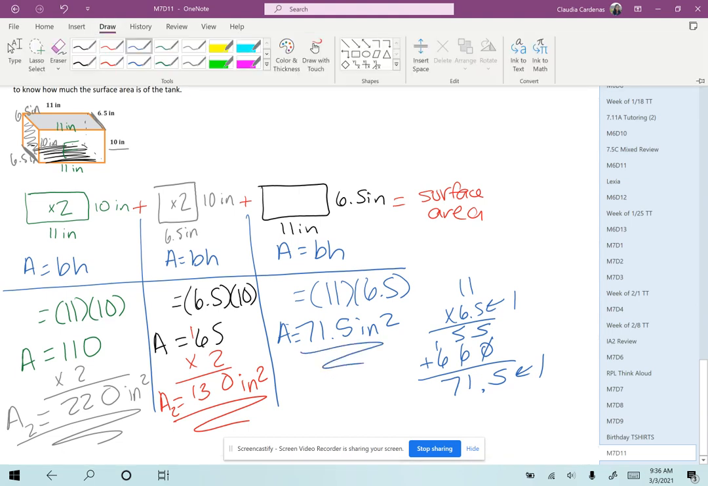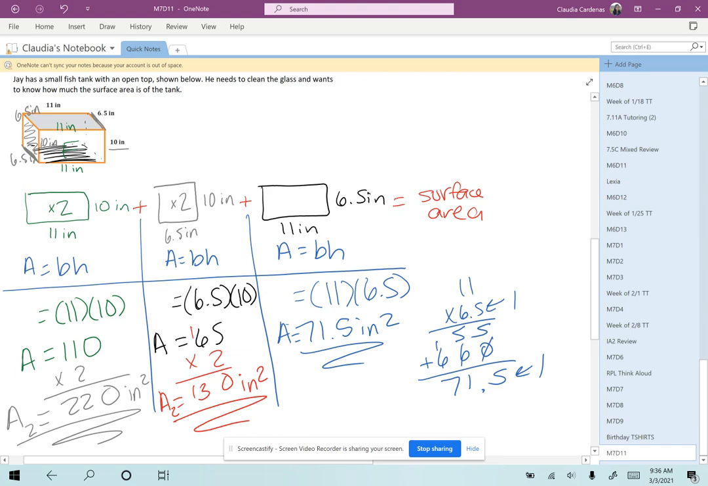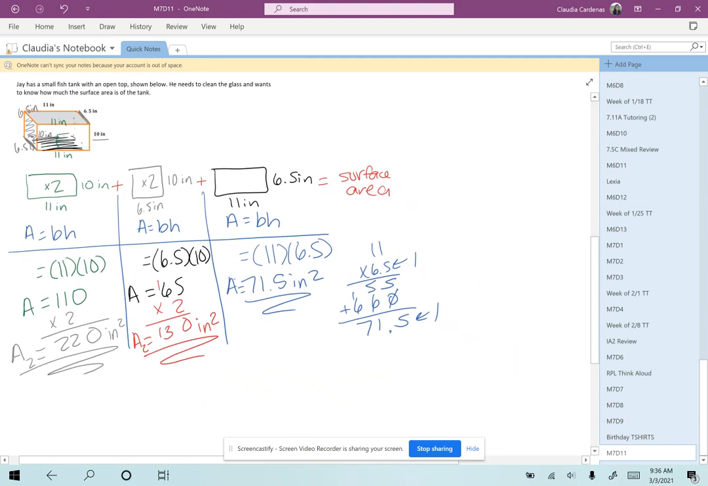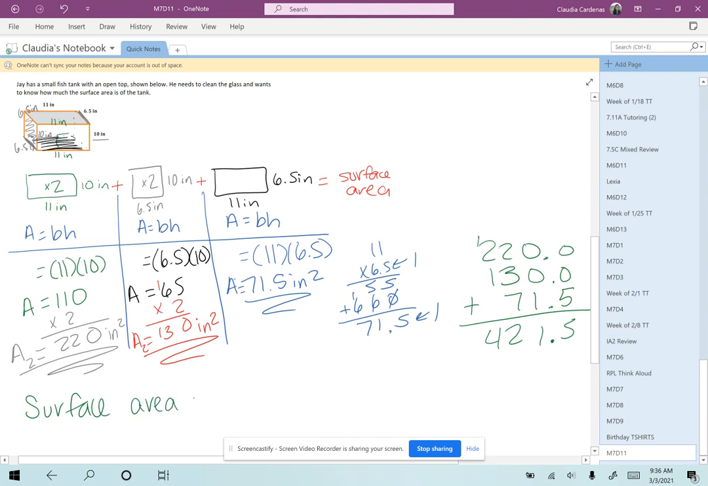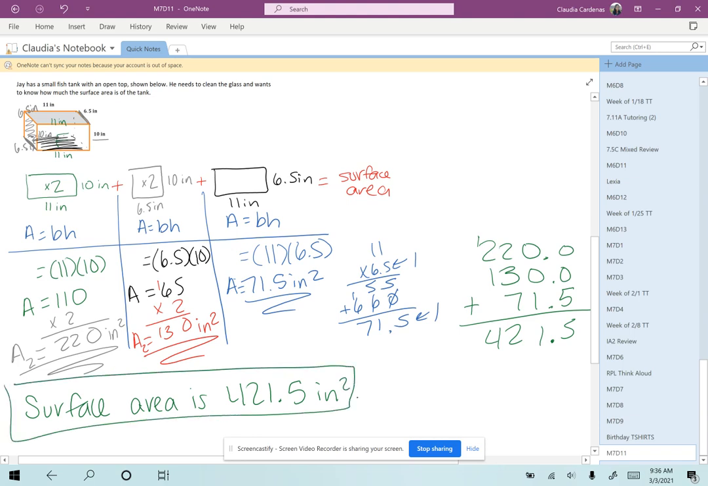And now what do we do at the end now that we've calculated all the sides? Well, in order to find the total surface area, we have to add them together. So I'm going to add 220 plus 130 plus 71.5. So let's line up our decimals and our zeros. 5, 12, 3, 4, drop the decimal. So the total surface area that Jay needs to clean is 421.5 squared inches. Because he is cleaning the outside of the tank, we are looking for surface area, and so we're going to practice one more independently.